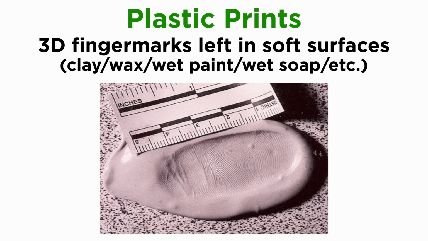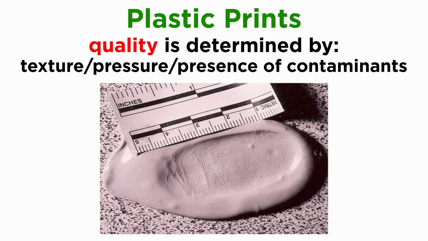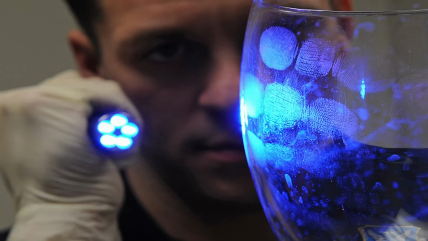Coming to the last category of fingerprint impressions, plastic prints. These are a result of fingers pressing into a soft surface and permanently deforming it. Being a three-dimensional impression, the quality of this print is primarily dependent on the texture of the surface, pressure applied by the finger, and the presence of other contaminants. They are not frequently found on a crime scene when compared to latent and patent prints. With that, we now understand the dynamics behind fingerprint deposition.